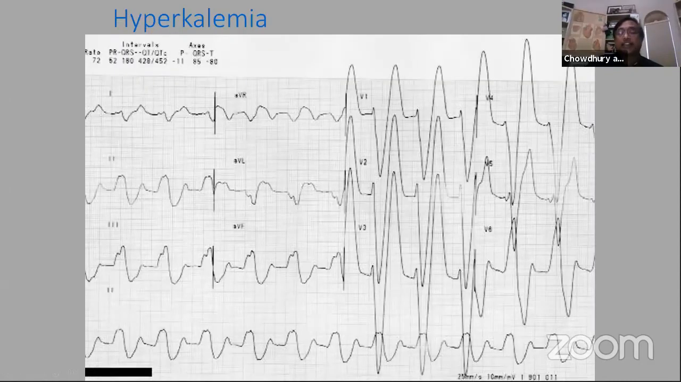This is another example of, everyone should be able to recognize this EKG now.